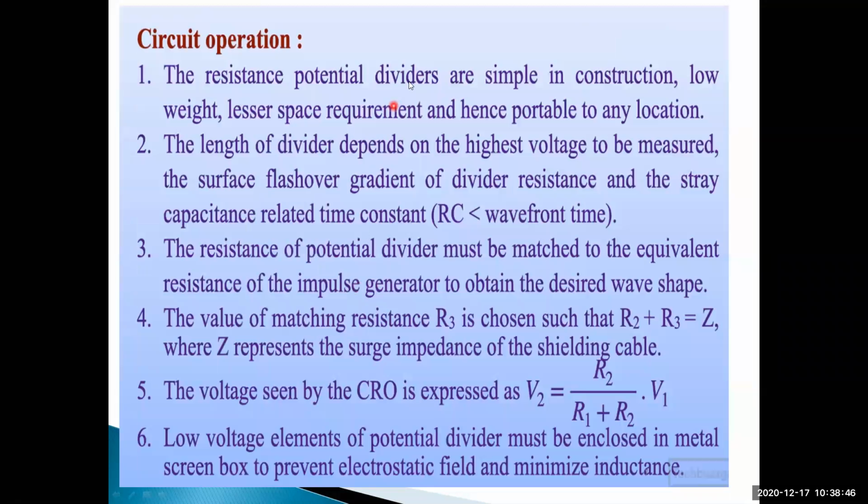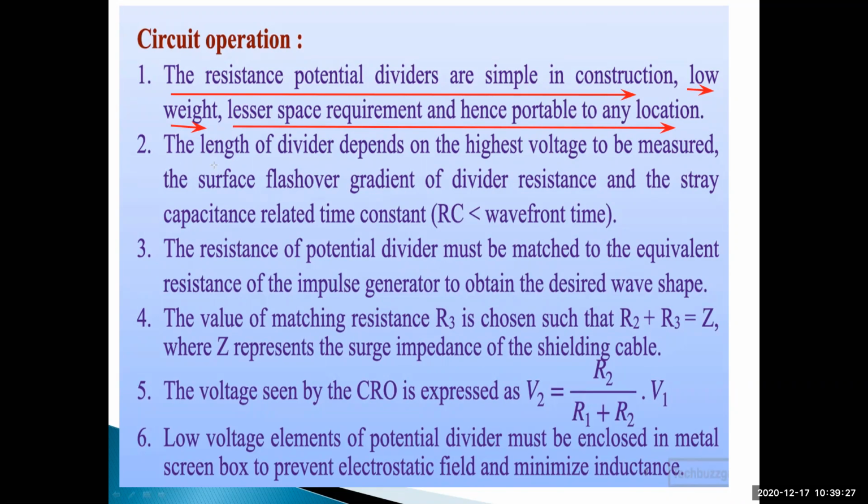So try to consider here circuit operation. All of you write circuit operation. The resistance potential dividers are simple in construction, low weight, less weight. Only resistances R1, R2, then delay cable, R3 matching resistance. Because the weight of this equipment is very less, it needs lesser space and is portable to any location. It's clear. So that is the important point.